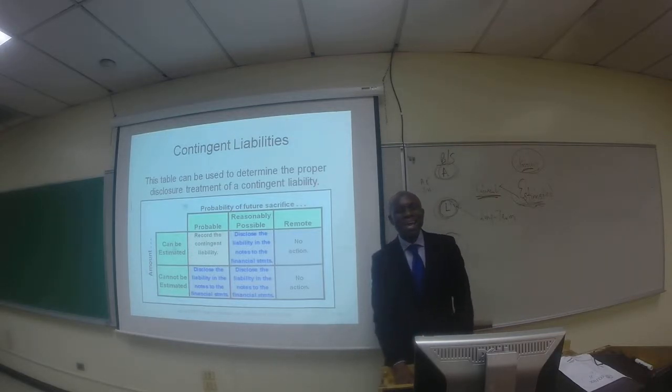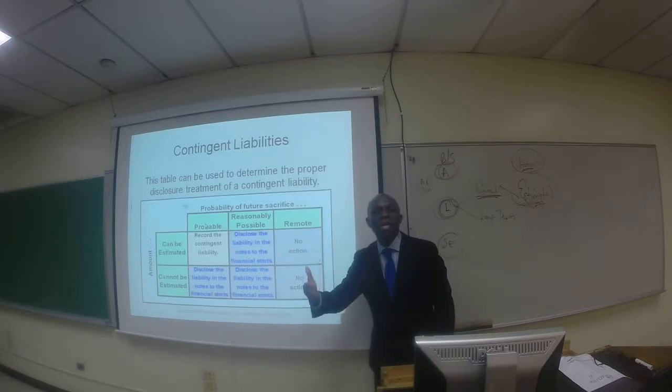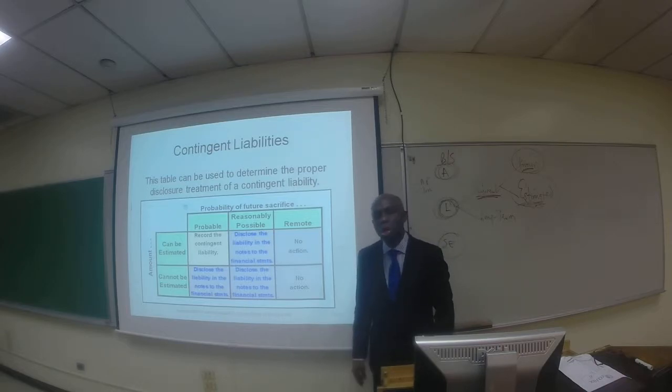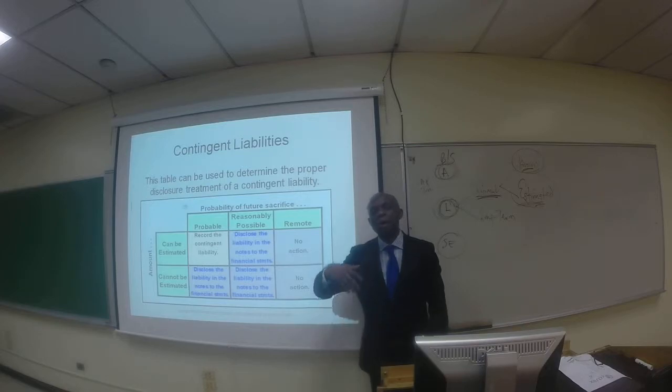Number one, can the liability be estimated? That is the amount. Look at the probability of future sacrifice. Is it probable that we are going to lose the case? What is probable? Meaning it is very, very likely, based on the evidence available to us, that we are going to be stuck in the future for X amount of dollars. That is what we mean by probable.